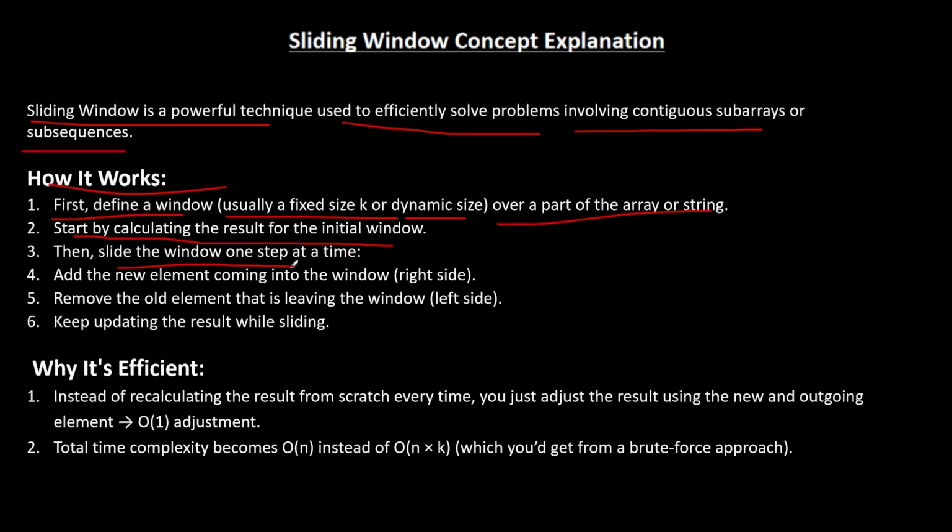Then slide the window one step at a time. Add the new element coming into the window, which is on the right side, and remove the old element that is leaving the window, which is from the left side. Now keep updating the result while sliding. So it goes like this: this is the array, and this is one window from start to k size.